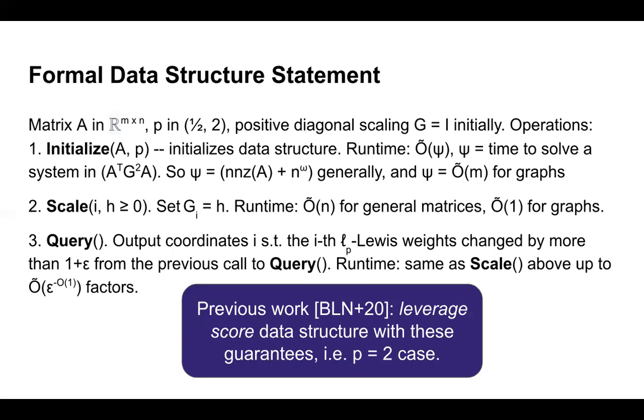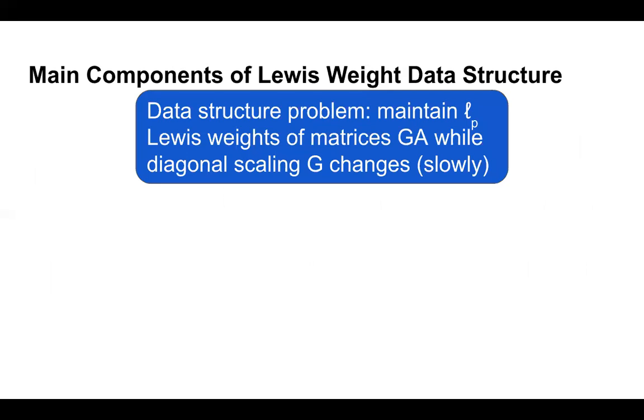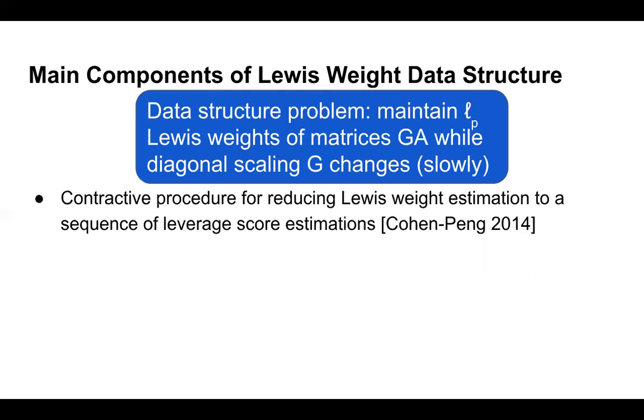Previous works were able to achieve such a data structure for the P equals 2 case. This corresponds to leverage scores, and we use this result to build our Lewis weight data structure. There are 2 key pieces that we use to build our data structure. The first is that there's a contractive map to compute Lewis weights approximately by reducing it to a sequence of leverage score estimations.